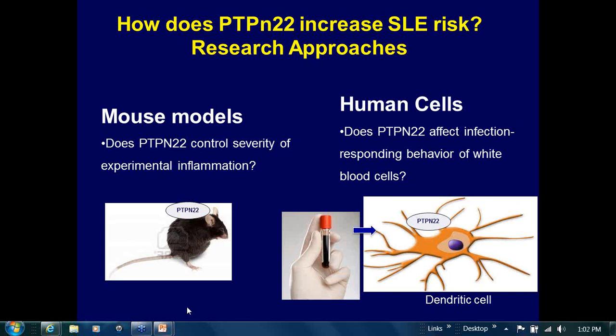Now, the bottom line is PTPN22 risk carriers have less type 1 interferon than non-carriers. I'll repeat. The white blood cells of PTPN22 risk gene carriers have less type 1 interferon than those who are non-carriers. Next slide.